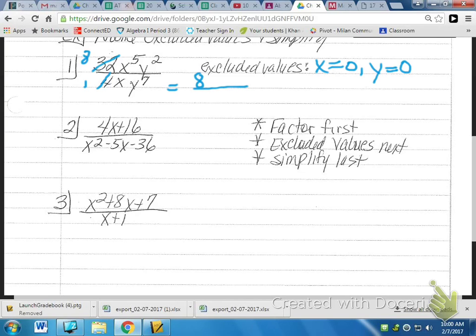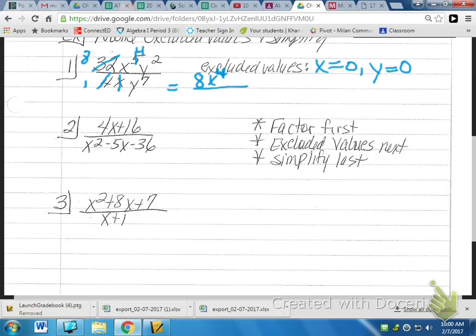The x's. There's 5 x's on top and 1 x on the bottom. How many can I cancel out, Olivia? X to the 4th on top. So we can take this full one away, and the 5 would become a 4. So x to the 4th on top.